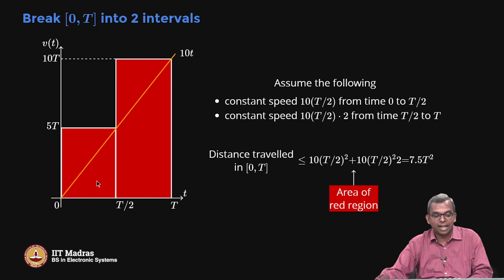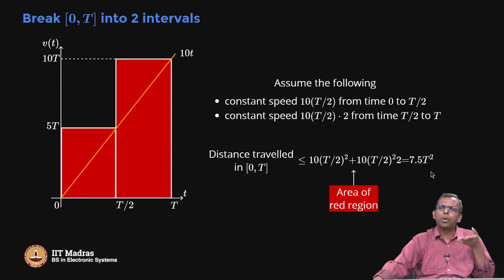So, if I do this, the red area is 10 times t by 2 square plus 10 times t by 2 square times 2, isn't it? It is just this guy multiplied by t by 2 and this guy multiplied by t by 2, I will get this. Now, this is an upper bound, I get 7.5 t square, okay. So, I got a lower bound of 2.5 t square, upper bound of 7.5 t square. These two seem too far away, right.